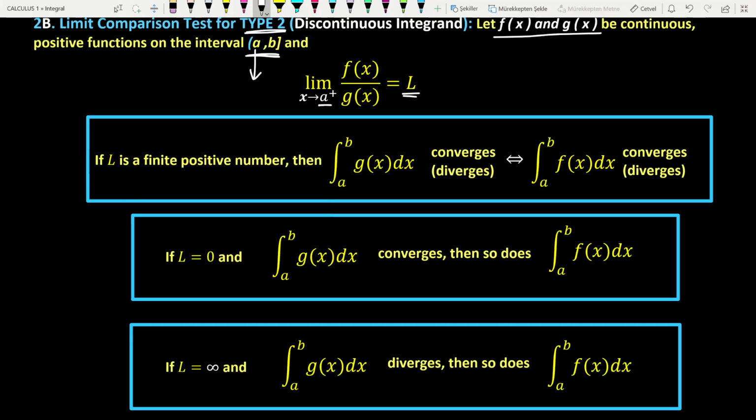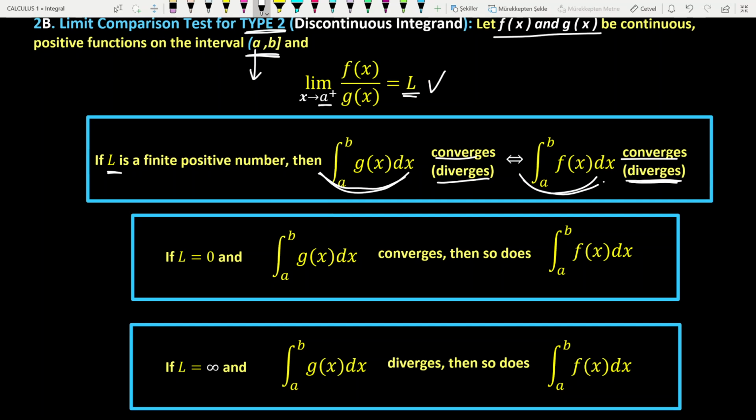We have three cases as we had for type 1 improper integrals. The first case: if L is a finite positive number, then if the improper integral of g converges, the improper integral of f must converge. Or if this improper integral diverges, then the improper integral of f must diverge. So what do we understand by this case?